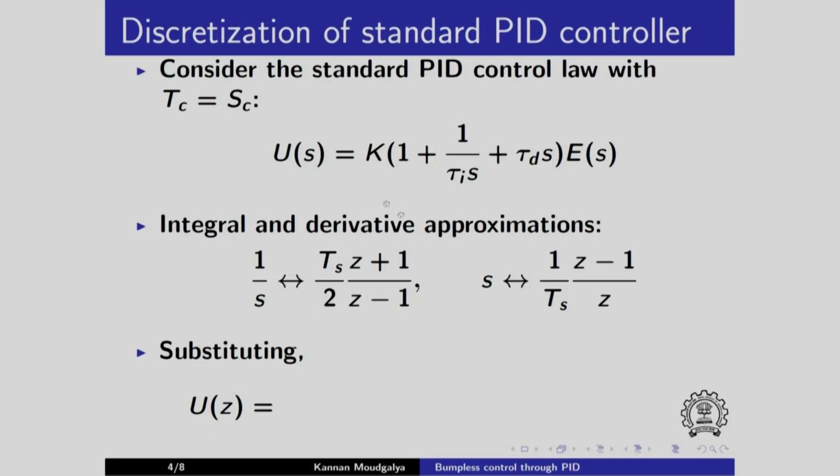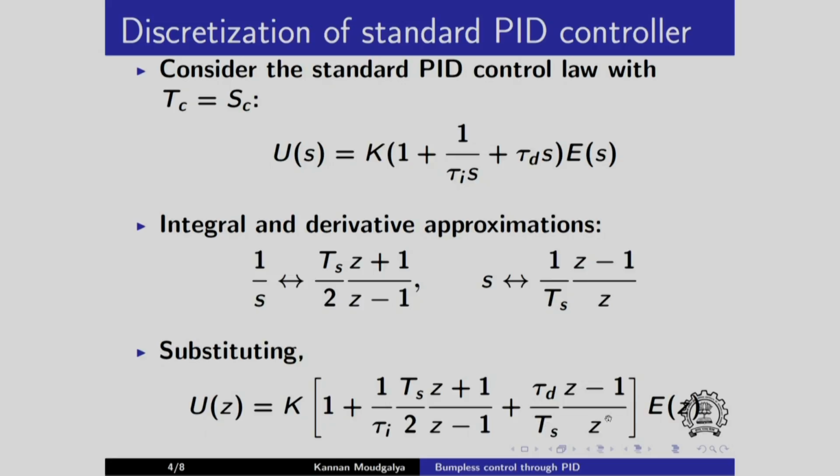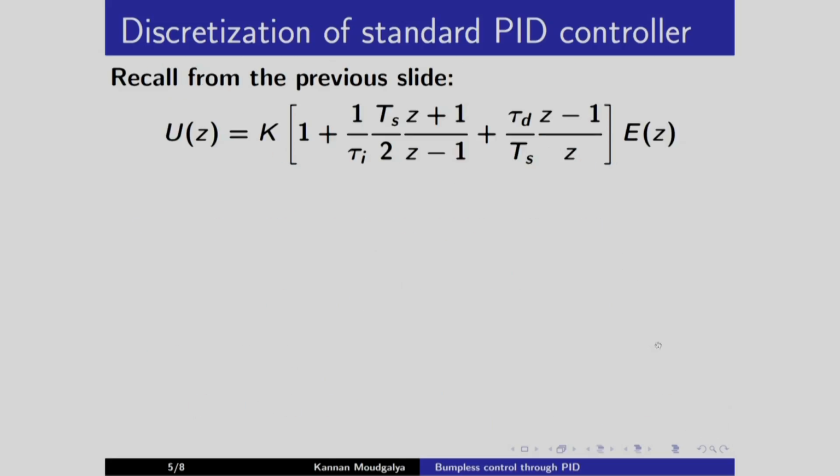Let us substitute here. So K into 1 remains the same. Because this is the integral mode, we will use the trapezoidal approximation. So we got this. For the third term, in the place of s, we have to put this, and then E of z. So here is the approximation. Let us start with this.